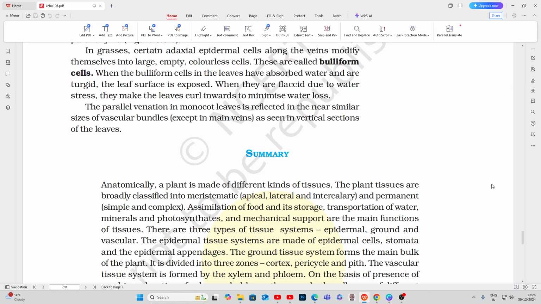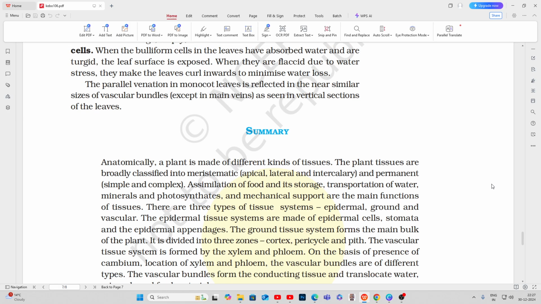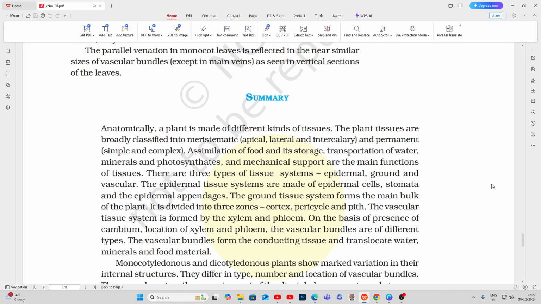In grasses, certain adaxial epidermal cells along the veins modify themselves into large, empty, colorless cells. These are called bulliform cells. When the bulliform cells in the leaves have absorbed water and are turgid, the leaf surface is exposed. When they are flaccid due to water stress, they make the leaves curl inwards to minimize water loss. The parallel venation in monocot leaves is reflected in the near similar sizes of vascular bundles, except in main veins, as seen in vertical sections of the leaves.